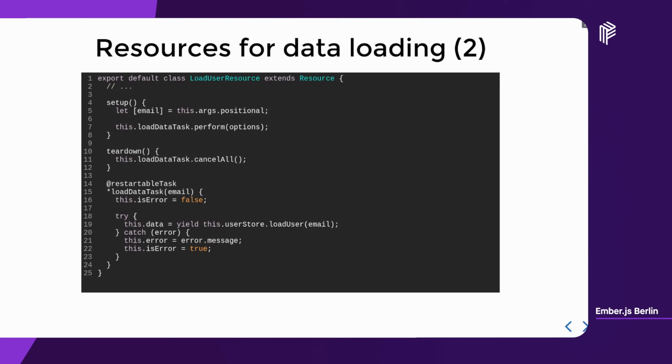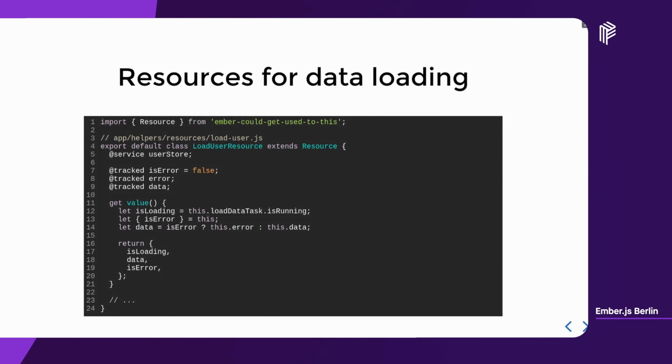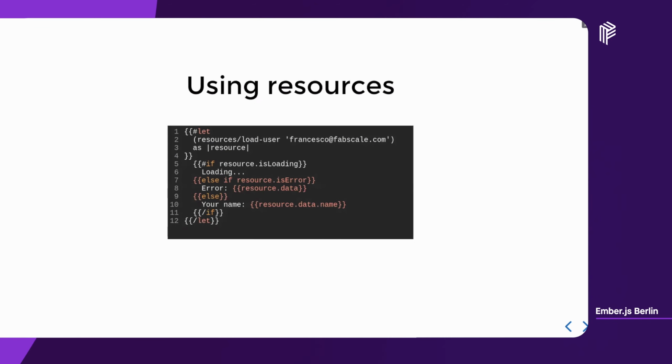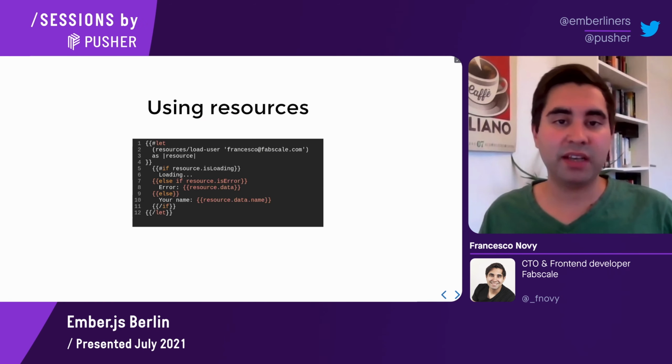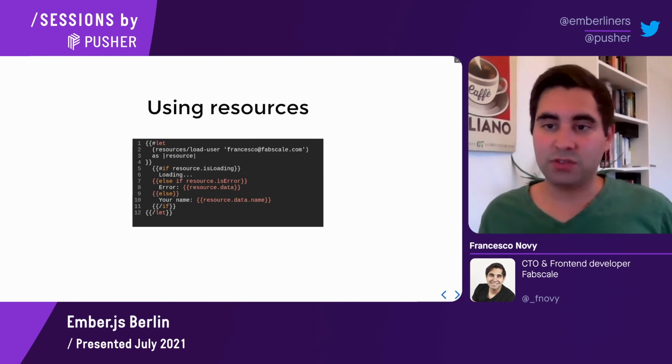So this is a really straightforward example. On setup, we use Ember Concurrency to basically call a service method and set data to something, or if there is an error, we set the error property. And then the normal tracked behavior will lead to value being updated, and value is then what will be exposed to the application. You invoke this like a helper. We group all our resources in an app/helper/resources directory, but you could put it anywhere in your helpers directory, and it works pretty straightforwardly.